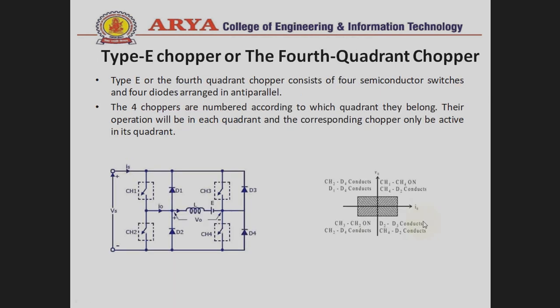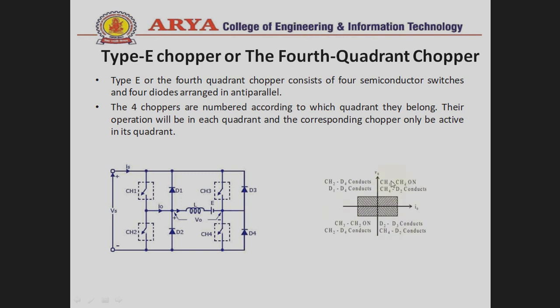Now last one is the type E chopper, that is the four quadrant chopper. In this chopper, the quadrant diagram covers the first quadrant, second quadrant, third quadrant, and fourth quadrant.